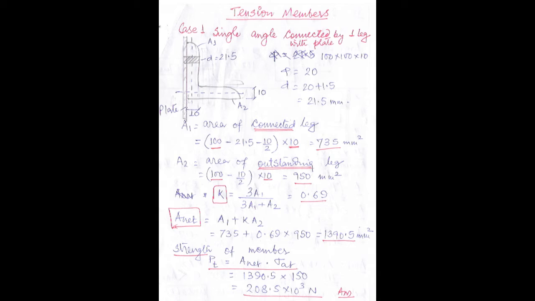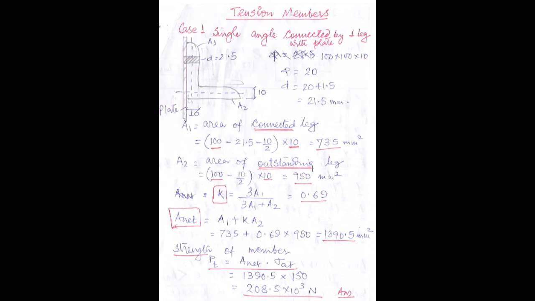As I have told you in my earlier videos also, if nothing is mentioned, we take it as the nominal diameter. So from the nominal diameter, you find out the value of gross diameter. How? Gross diameter is equal to 20 plus 1.5, because if the nominal diameter value is less than or equal to 25, then we add 1.5 to it, correct? So gross diameter comes out to be 21.5 millimeter.